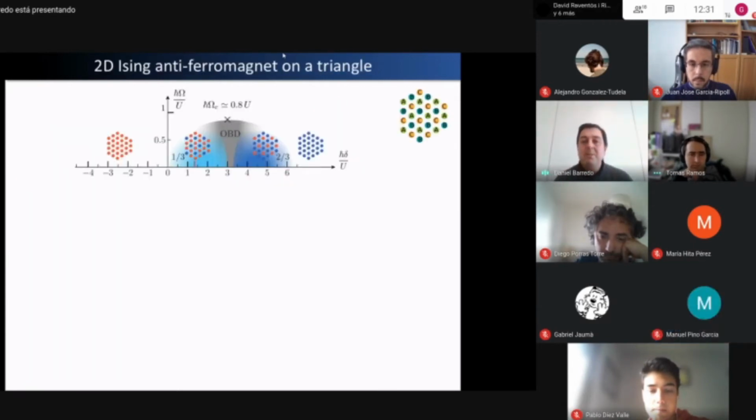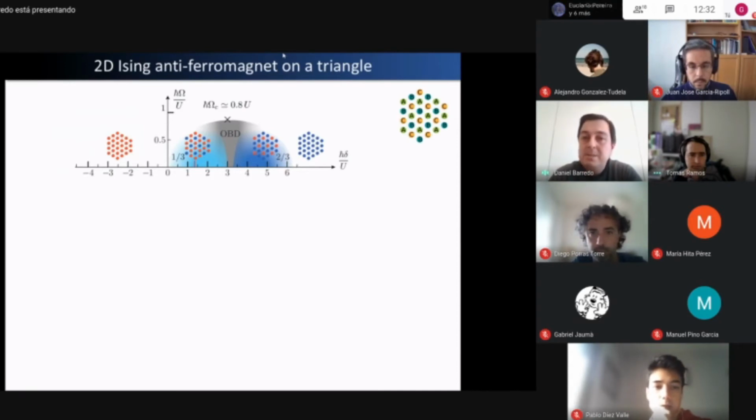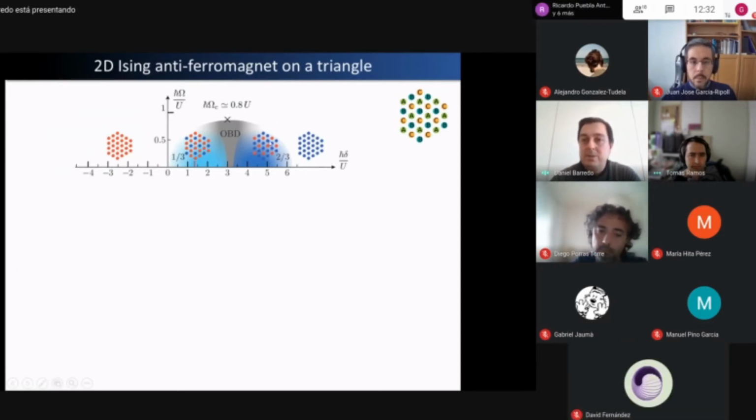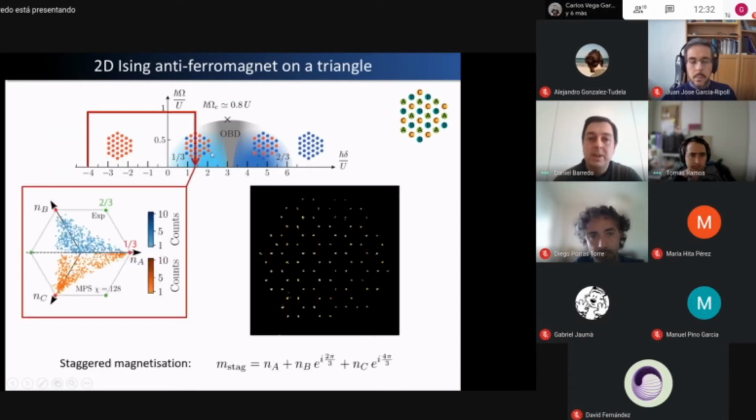Okay, so more recently we have done the same type of experiments, but in this case with a triangular array. The phase diagram looks a little bit different because now we have two different regions with 1/3 filling and 2/3 filling, as you see here. So the idea is to do the same. We start in the paramagnetic state with all the atoms in the ground state, and we try to enter these two regions. So here I show you again the staggered magnetization. In this triangular configuration, there are 3 sublattices, so I plot this in the complex plane using this expression.